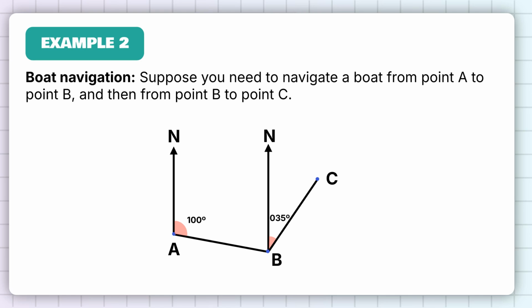These examples illustrate how to use a compass and bearings to specify direction. By understanding and practicing these techniques, you'll be well prepared to apply them in various real-world contexts, from navigation to map reading.